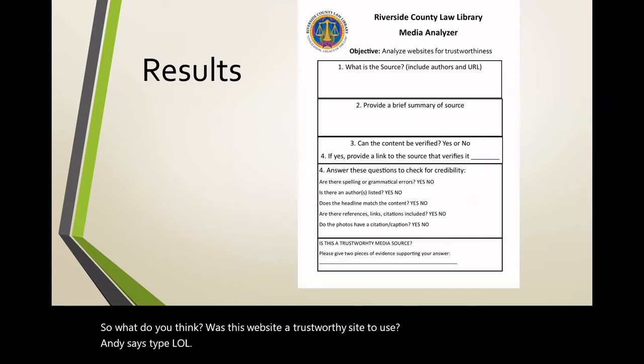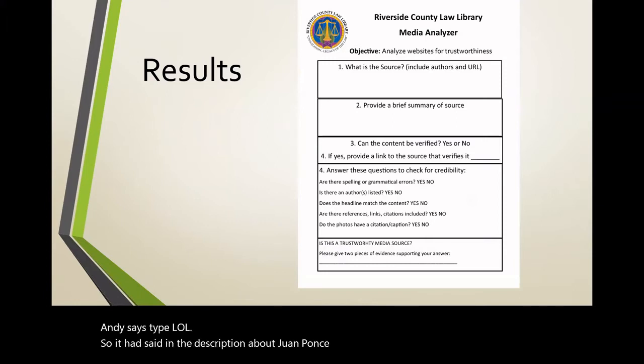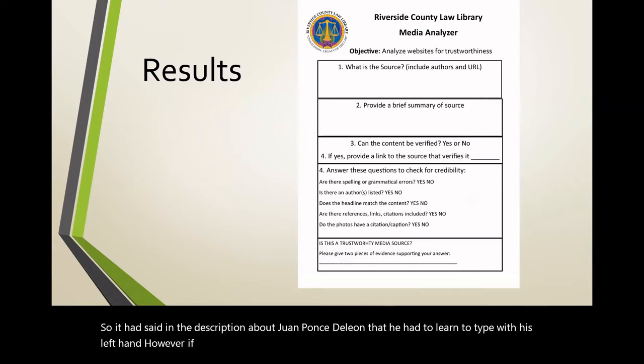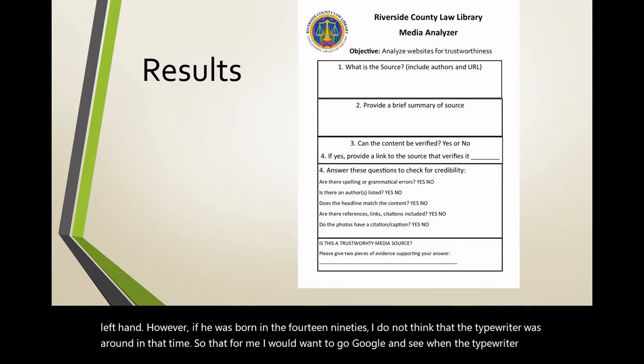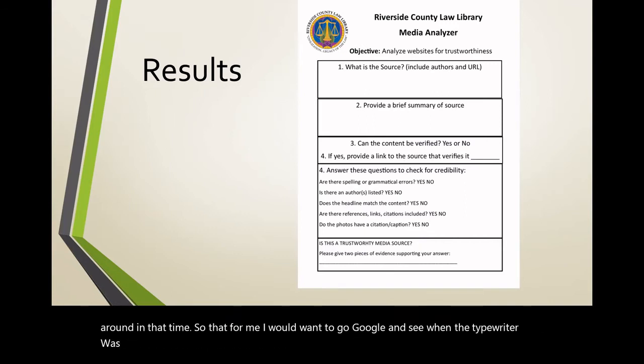So it had said in the description about Juan Ponce de Leon that he had to learn to type with his left hand. However, if he was born in the 1490s, I do not think that the typewriter was around in that time. So that, for me, I would want to Google and see when the typewriter was invented. Yesenia says, from first glance, it appears so, but something is way off, LOL.